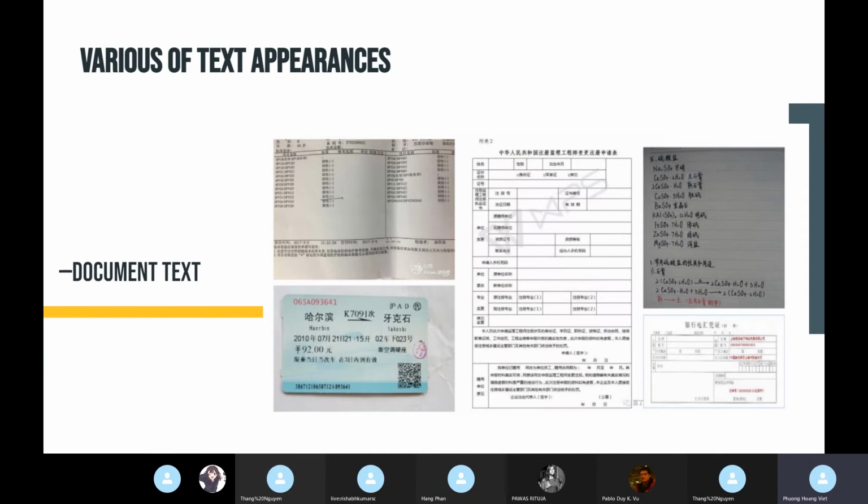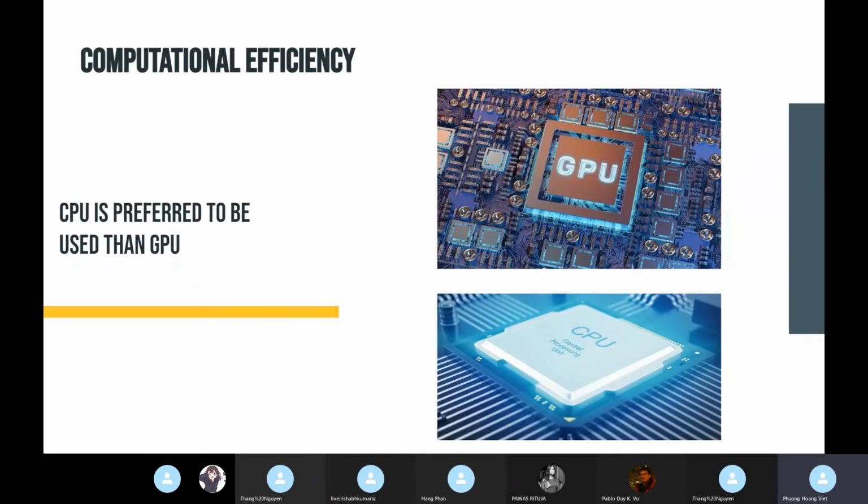The next thing I will introduce is computational efficiency. Well, as you know, the images that need to be processed are usually massive, and it makes high computational efficiency an important criterion for designing an OCR system. And in this paper, the CPU is preferred over the GPU.